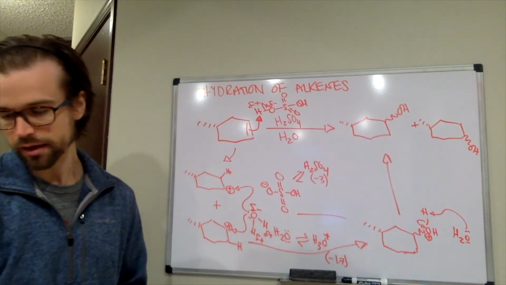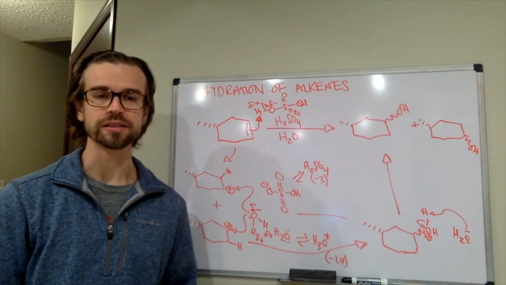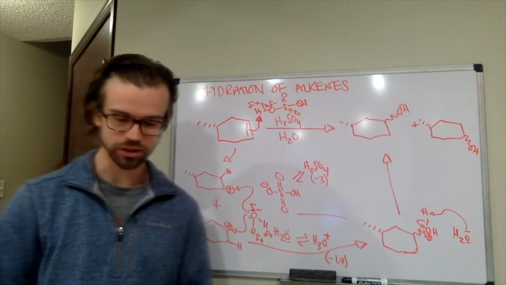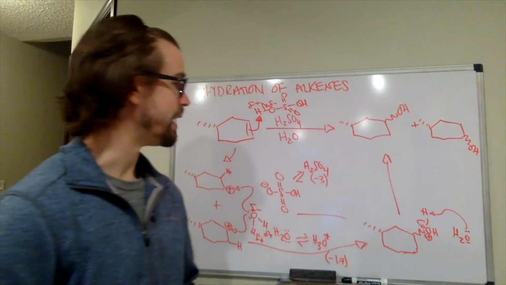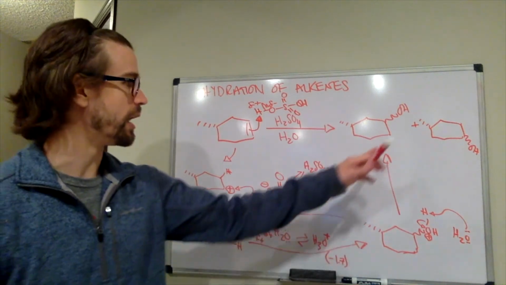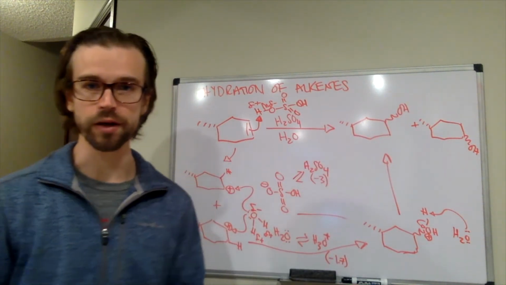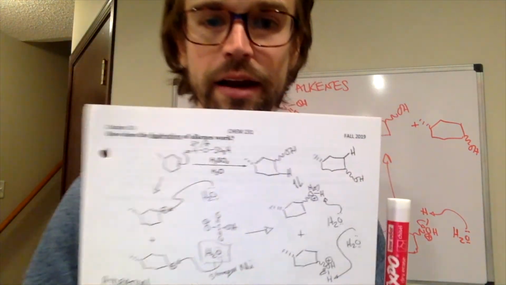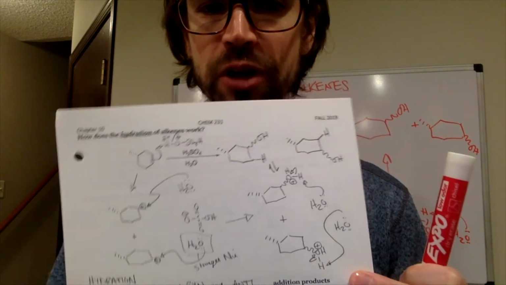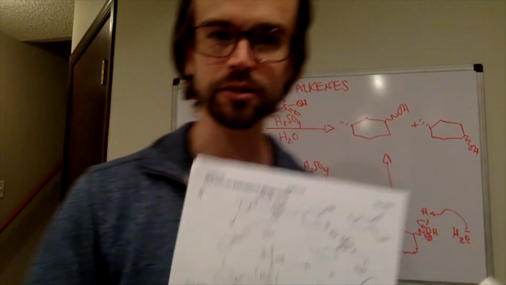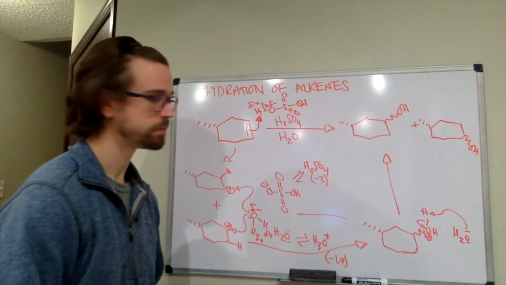What else? In the course packet in the middle, I wrote hydrohalogenation. That was a typo. Change that out for hydration. Hydration makes both the syn and the anti product, right? The H that's here could be on the same face as the OH, or it could be on the opposite face of that OH. So it makes a mixture of the syn and anti addition products. And again, change that hydrohalogenation to hydration. That was a typo.